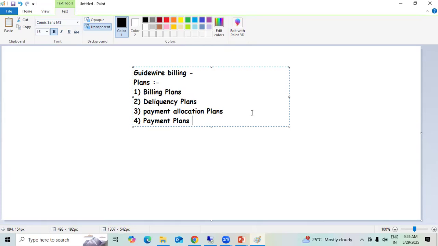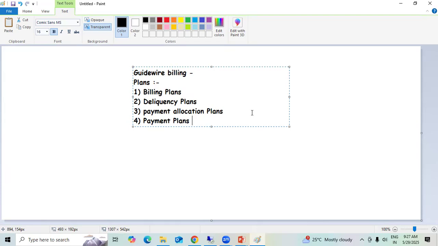Payment plans may vary, and at the same time the payment structure may also vary. Sometimes there is an initial one-time amount we have to pay, right? So a fixed amount we have to pay, followed by the remaining maybe in EMIs, right? Maybe 6 EMIs or 12 EMIs can be done. So this is where Guidewire billing is concerned. These are the different plans that we need to know.